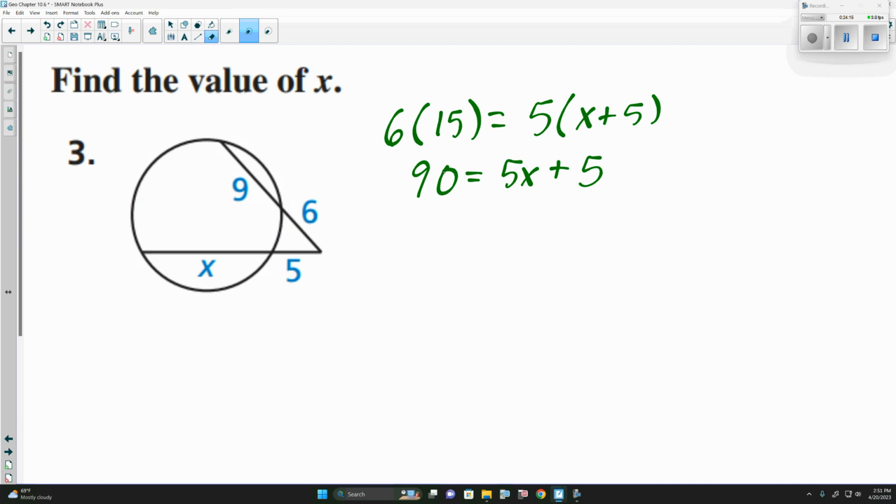Yeah, because 6 is 2 and 3, yes? And there's a reason I break it up that way. 2 times 15 is what? 30. Times it by 3? 90. You can break it up into parts.